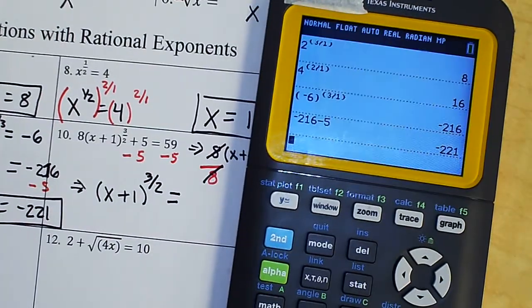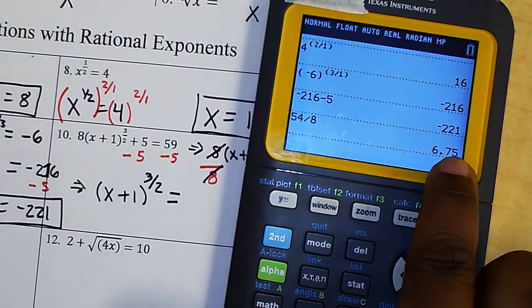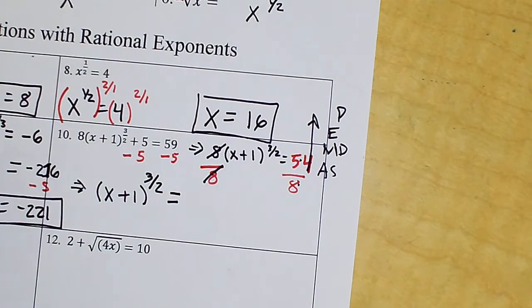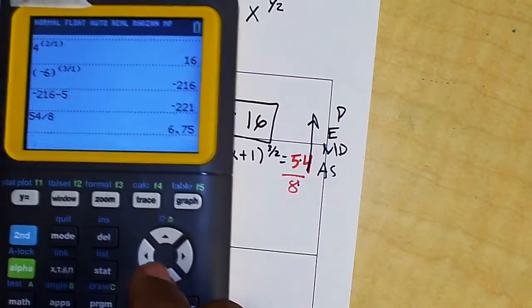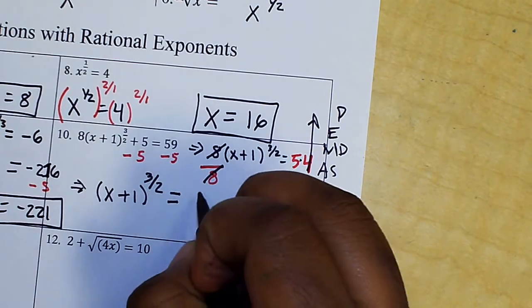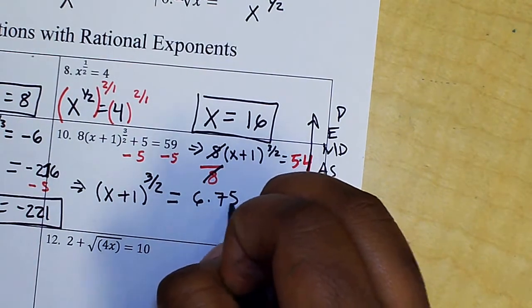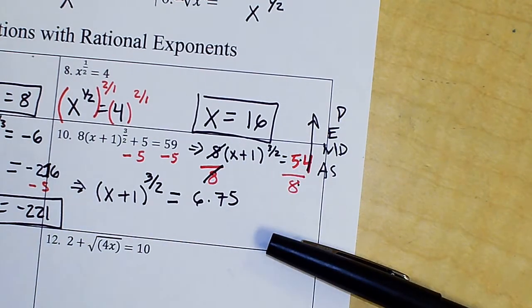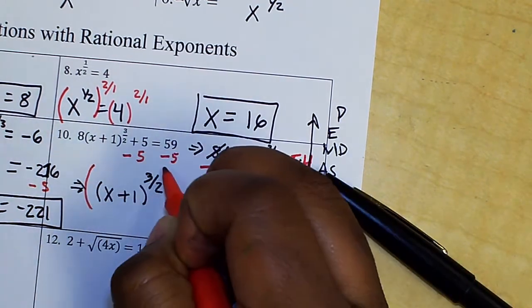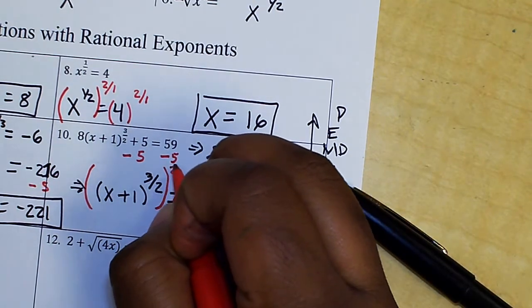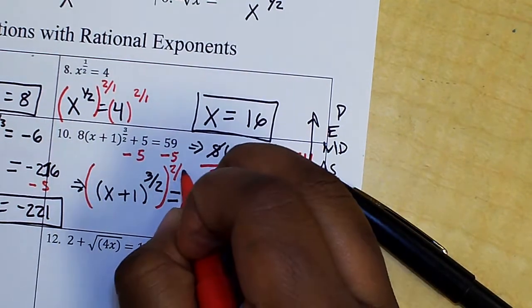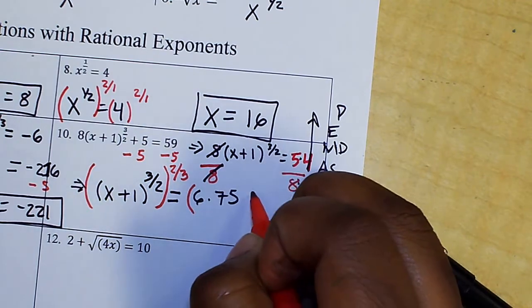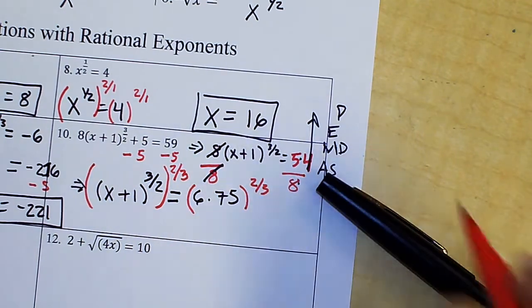So I don't know that by heart. 54 divided by 8 is 6.75. So we're going to put 6 point, wait, did I do that right? Yeah, 6.75. There it is. 6.75. Now I'm on the exponent now. So I got to get rid of this exponent. How do we get rid of exponents? We got to raise it to the inverse exponent. So this is 3 over 2. So I'm going to raise everything to the power of 2 over 3.